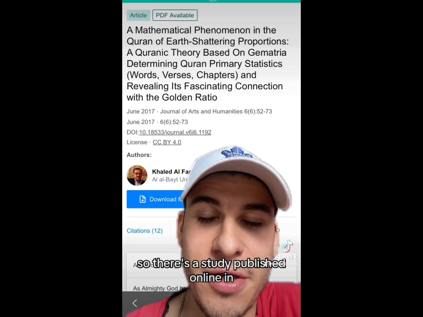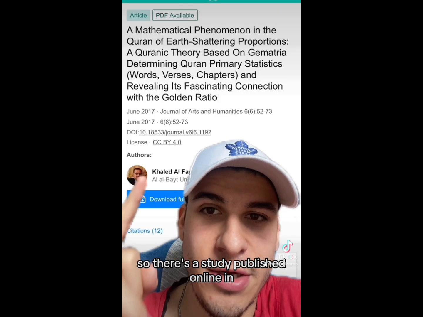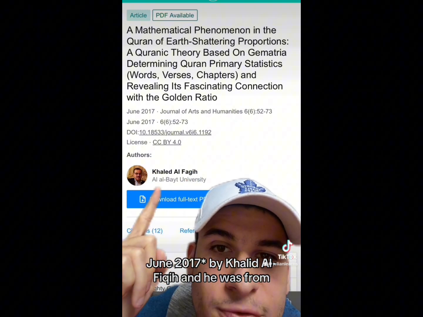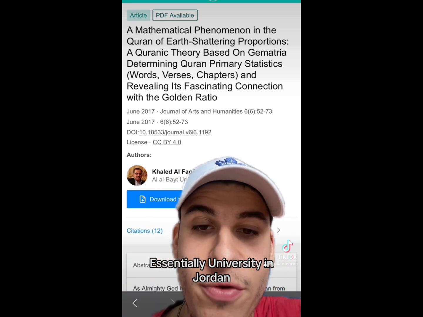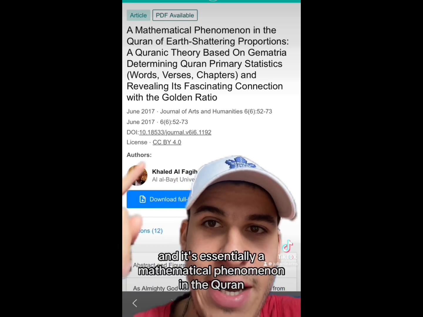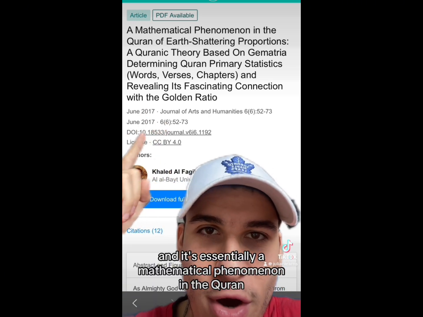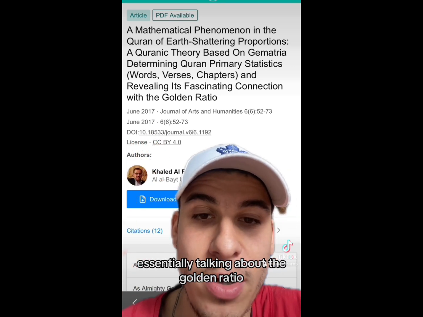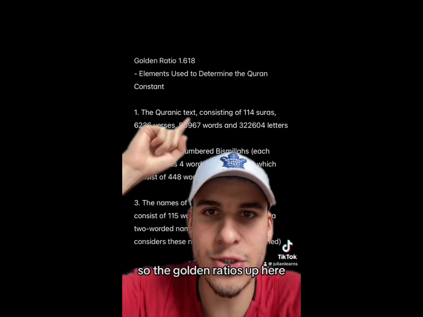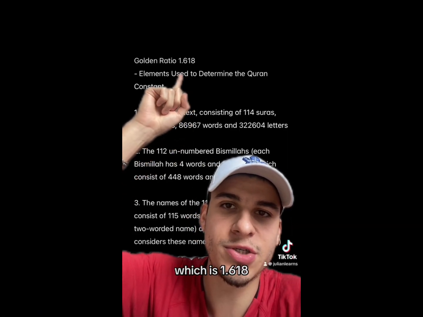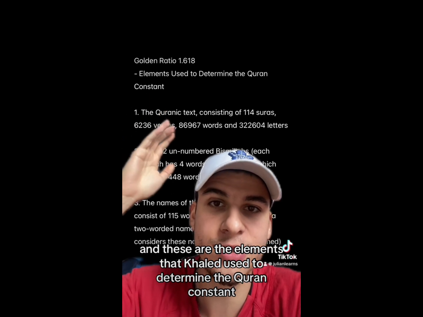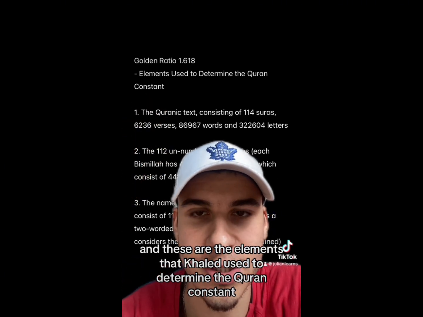So there's a study published online in June 2027 by Khalid Al Fay, from a university in Jordan. And it's essentially a mathematical phenomenon in the Quran of earth-shattering proportions, talking about the golden ratio. So the golden ratio is up here, which is 1.618. And these are the elements that Khalid used to determine the Quranic constant.